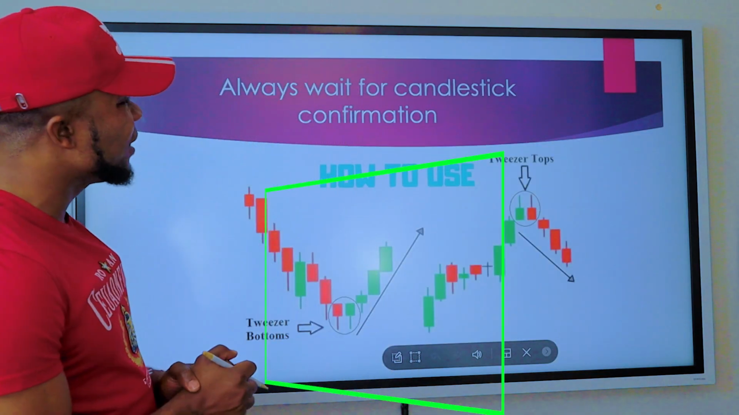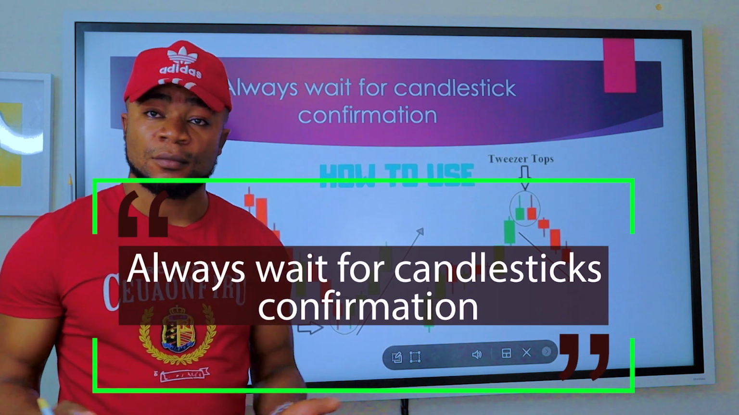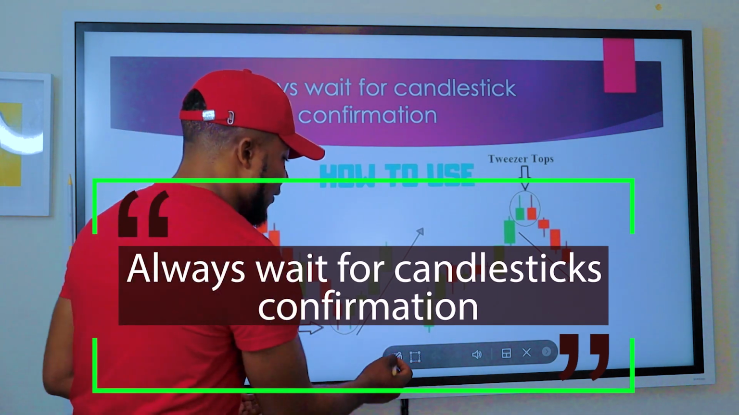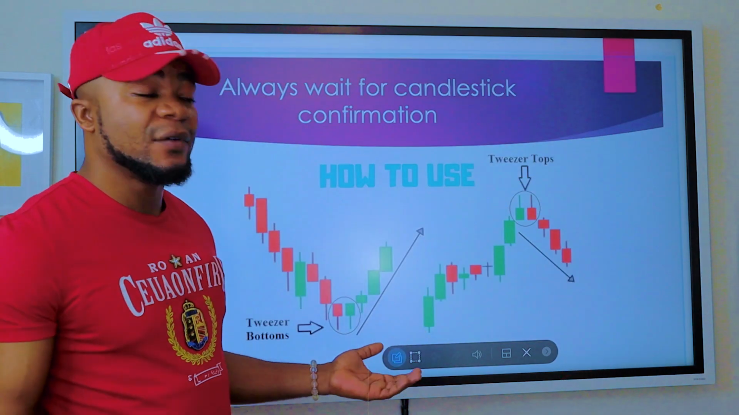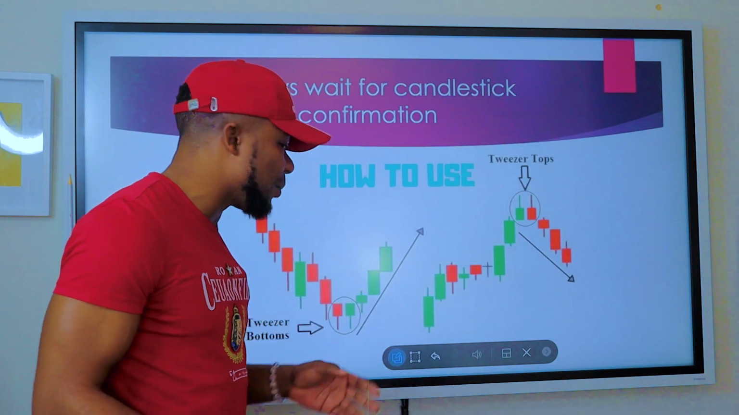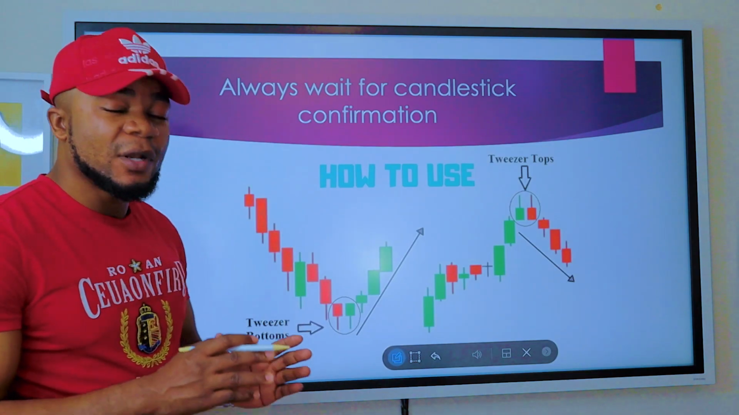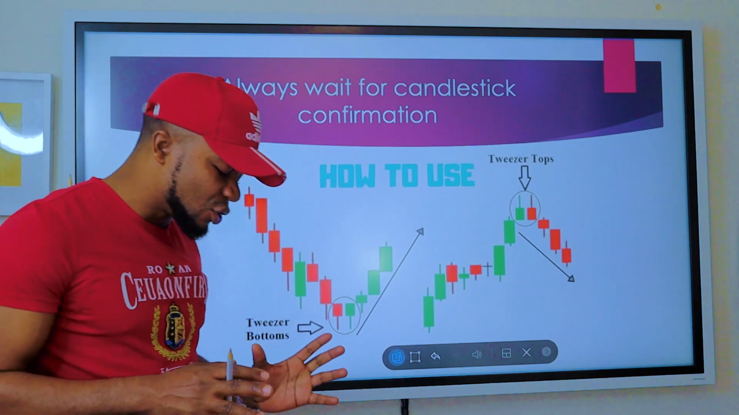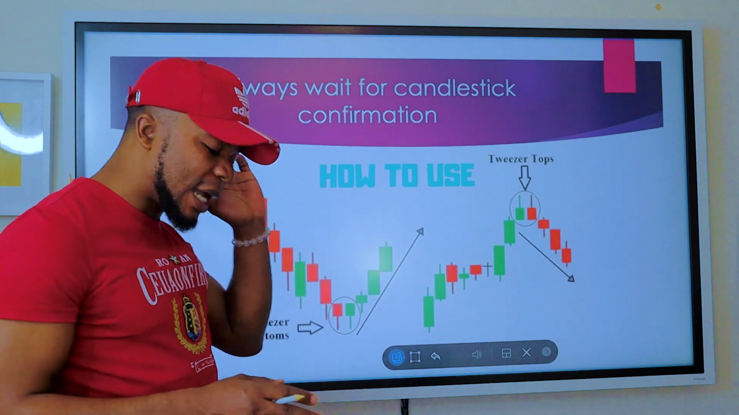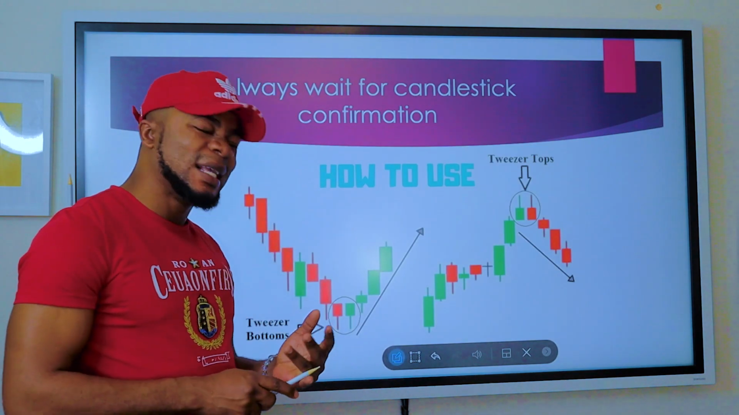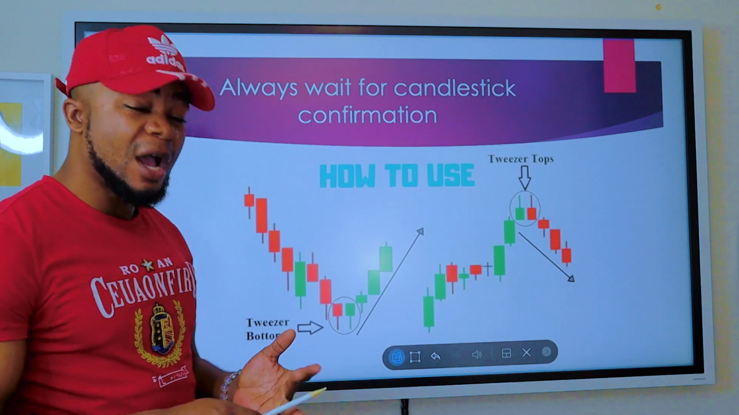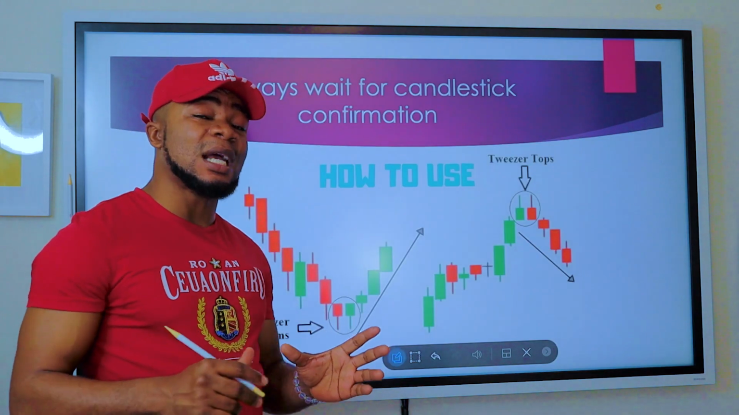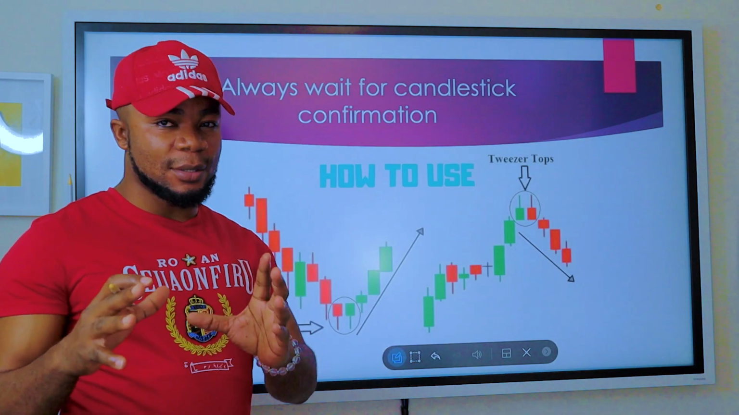The next point is always wait for candlestick confirmation. I don't even need to emphasize. This one is self-explanatory. If a candlestick is still forming, don't be so eager. Wait for that candlestick to fully form, then wait for a confirmation, because when it comes to candlestick patterns, you have single candlestick patterns, basic candlestick patterns, dual candlestick patterns, and triple candlestick patterns.